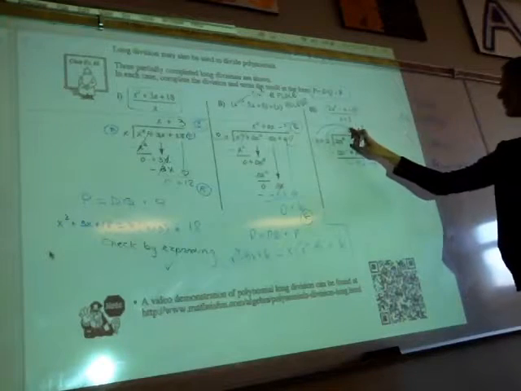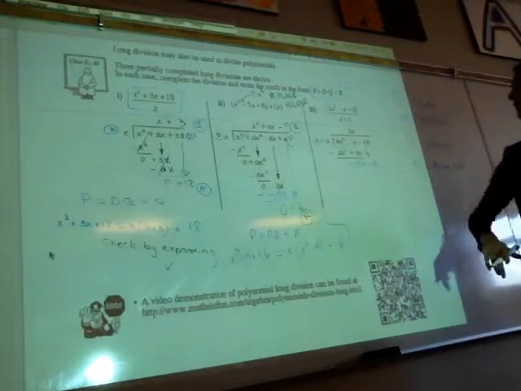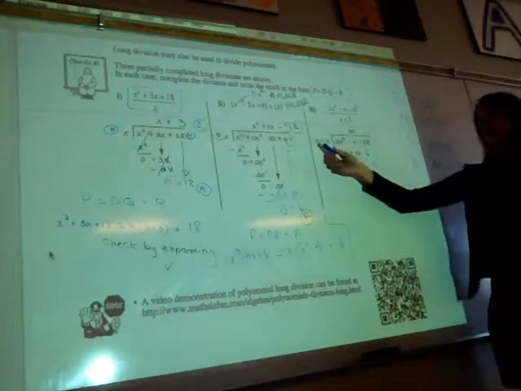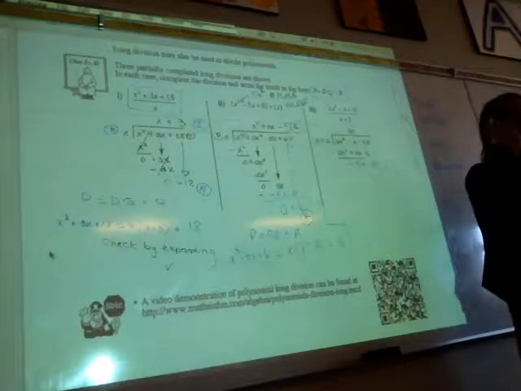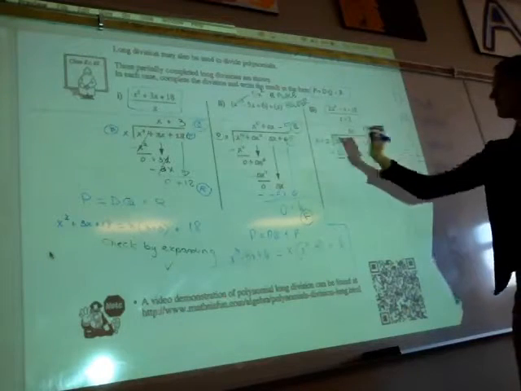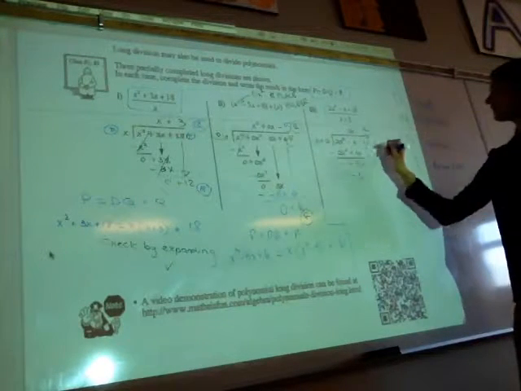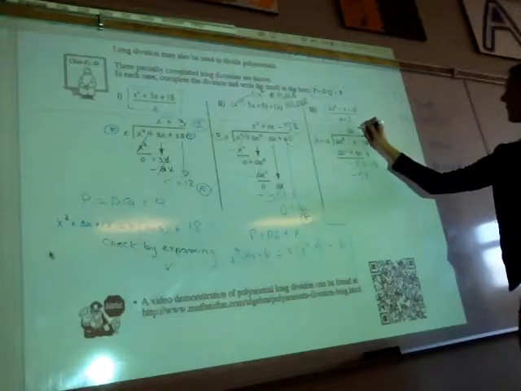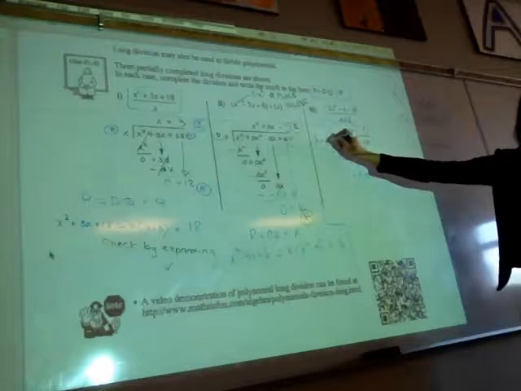And we start the process all over again. So dad's going to divide. X times what gives me negative 5x? Negative 5. Negative 5, good. So negative 5 times x is negative 5x. Okay, don't forget though, you also multiply by the second term in the divisor.